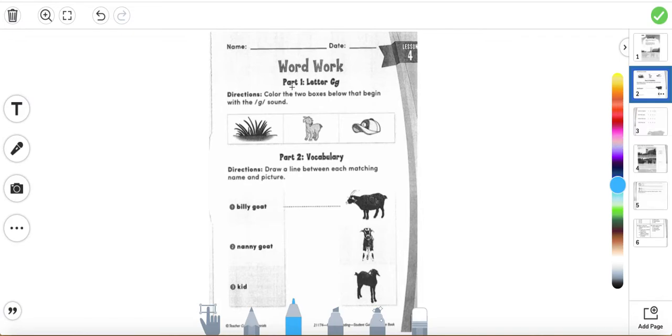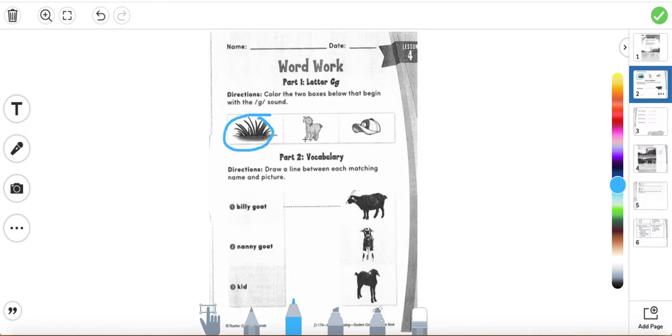Word work. Part 1, letter G. Color the two boxes below that begin with the G sound. So here we have a picture of grass. G, G, G, grass. Does grass begin with the G sound? Yes. So we're going to go ahead and circle it instead of coloring.